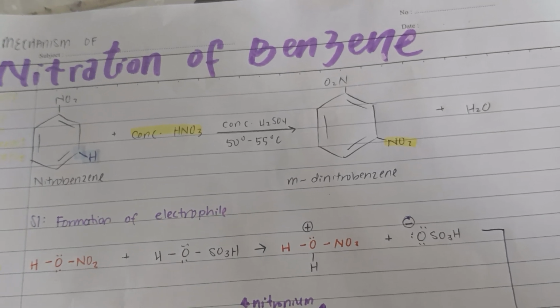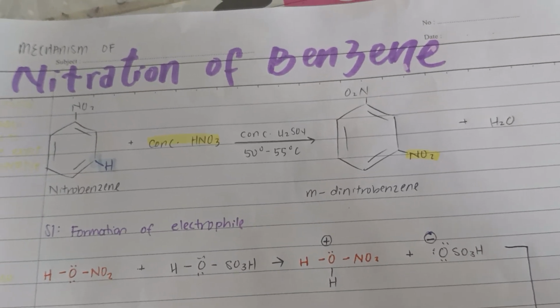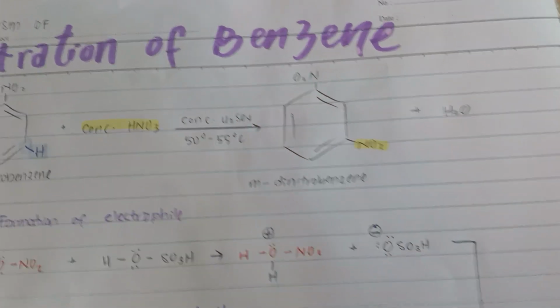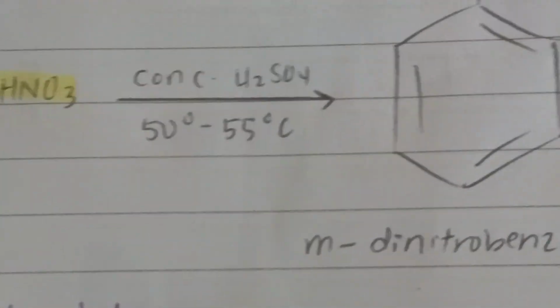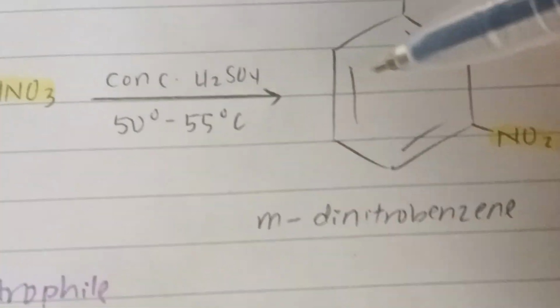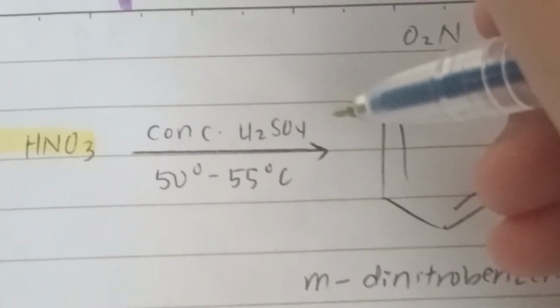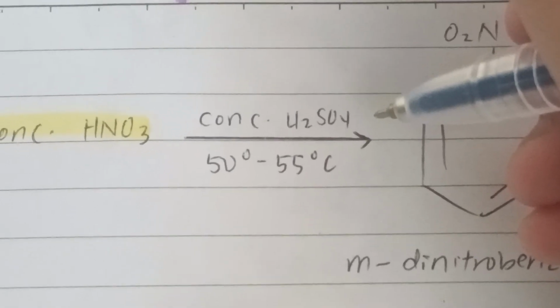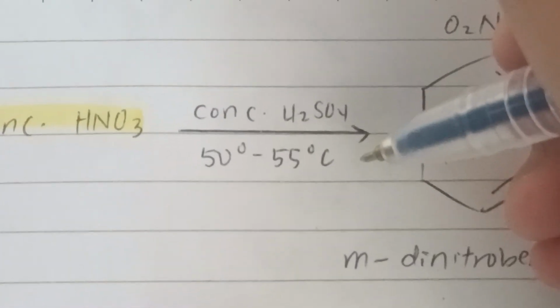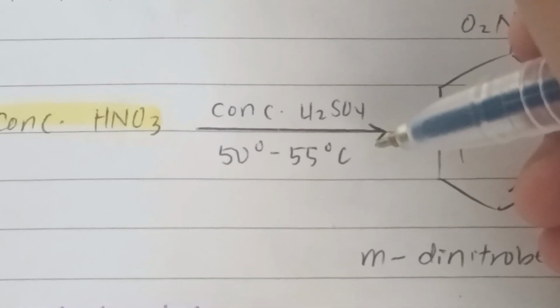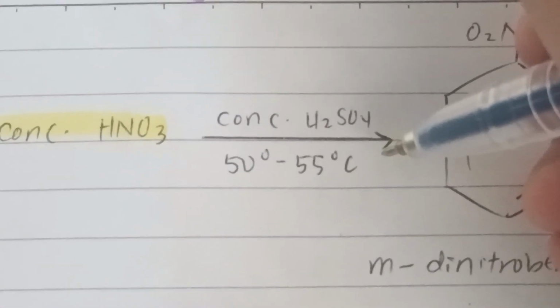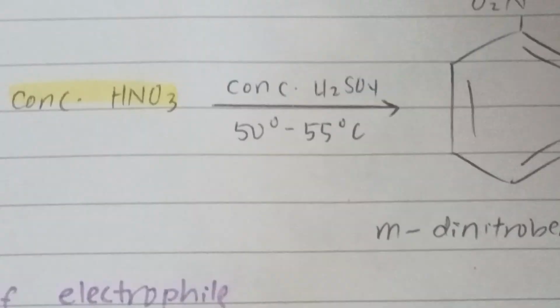when the question asks us to draw the equation of nitration of benzene, don't forget to write the details over here. On top of the arrow, we must write the catalyst of the reaction, which is concentrated H2SO4, and under the arrow we need to write the specific temperature of the reaction, which is 50 to 55 degrees Celsius.